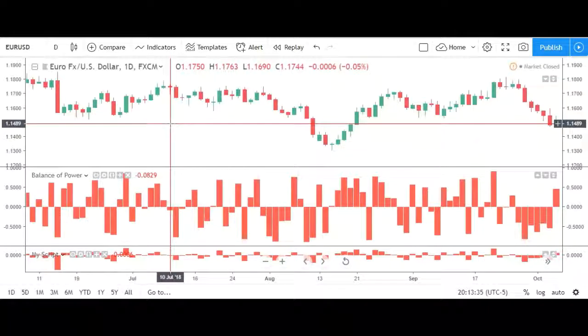I mean, it's a good beginning trading tool to understand when sellers and buyers have the market, but other than that, that's just my opinion. I don't really see much use in trading with the balance of power. Other people may feel differently.